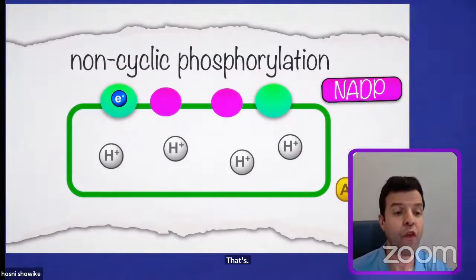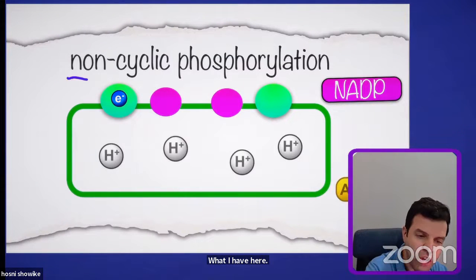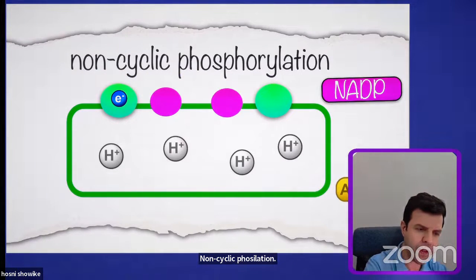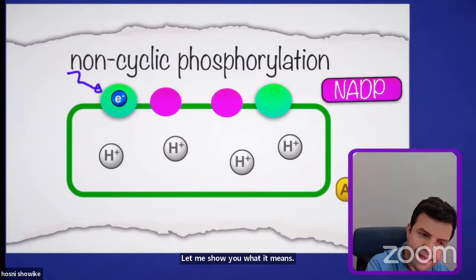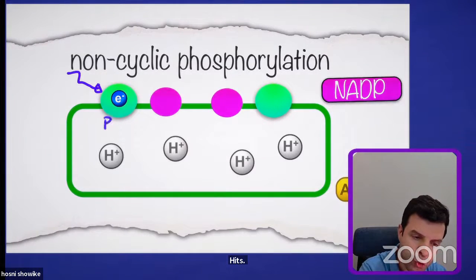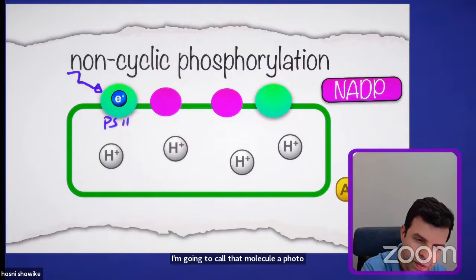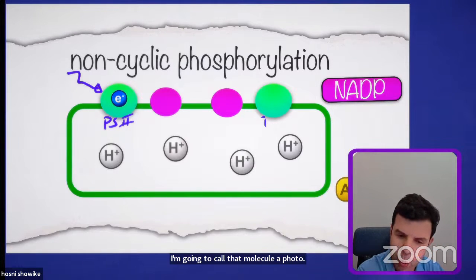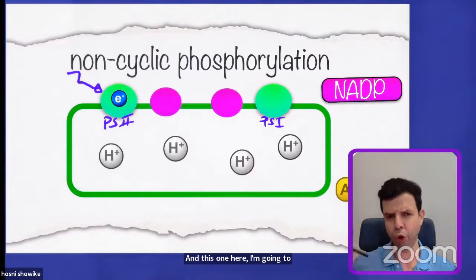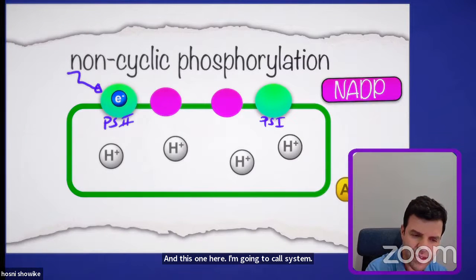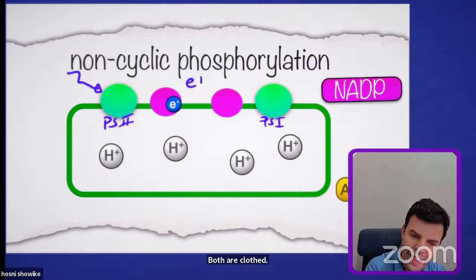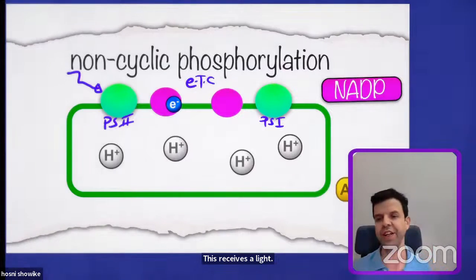One last time, that's what I have here. It's called non-cyclic phosphorylation. Let me show you what it means. First event, light hits that molecule. I'm going to call that molecule a photosystem 2. And this one here, I'm going to call photosystem 1. Both are the same thing. Both are chlorophylls. This receives the light, excites an electron. This is what I call an ETC, electron transport chain.